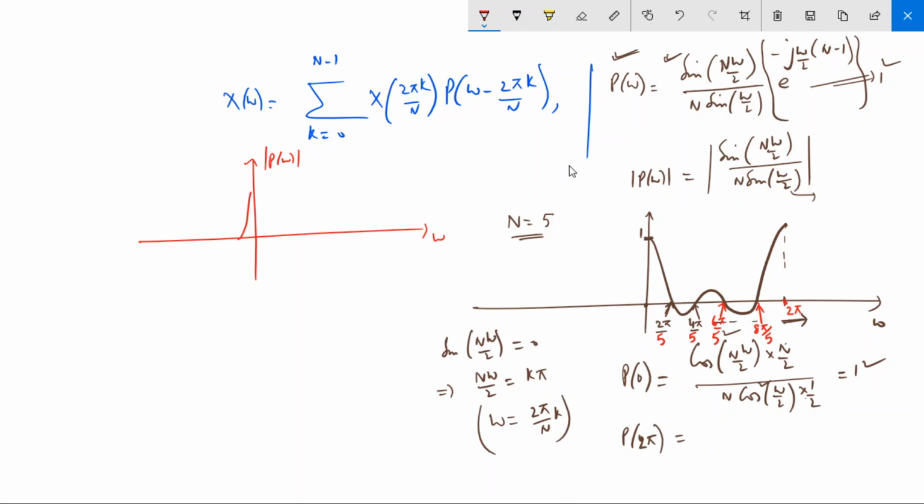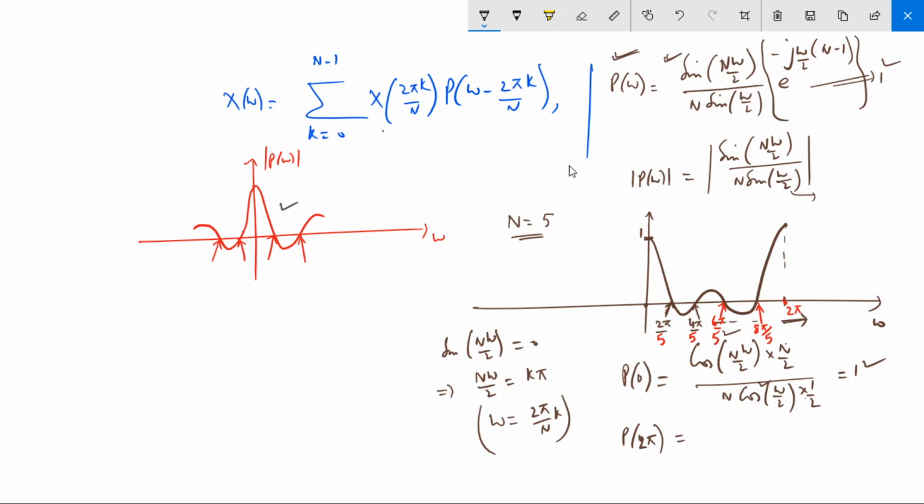In case of minus pi to pi, you will get it like this. So 0, then this is 2 pi by 5, this is 4 pi by 5, this is minus 2 pi by 5, this is minus 4 pi by 5, and so on. Now this is my interpolation function.